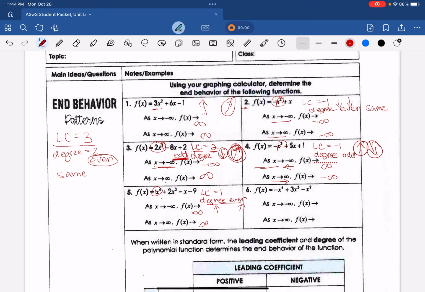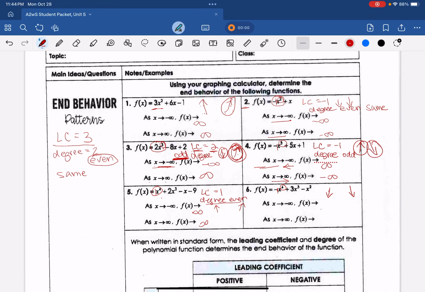Number 6, our lead coefficient is -1. So if the lead coefficient is negative, that means the right side is headed down. But our exponent is even, so that means both sides are doing the same thing. So as x approaches negative infinity, y is headed to negative infinity, it's headed down. And as x approaches positive infinity, y is headed to negative infinity. They're both headed down. Okay?